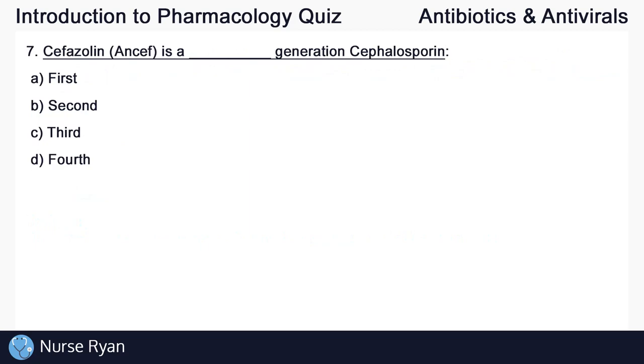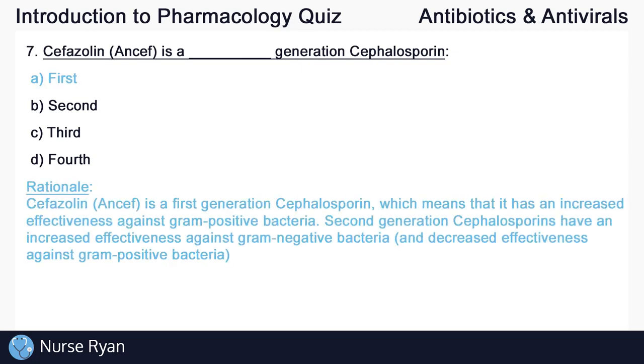Question number seven, cefazolin or ANCEF is a blank generation cephalosporin. And the answer here is A, first generation. Cefazolin is a first-generation cephalosporin, which means that it has an increased effectiveness against gram-positive bacteria. Second-generation cephalosporins have an increased effectiveness against gram-negative bacteria and decreased effectiveness against gram-positive.